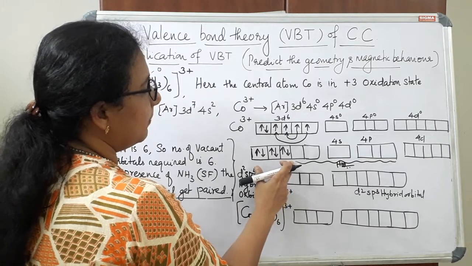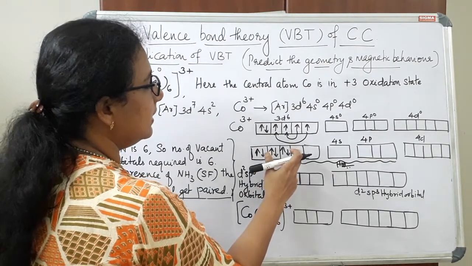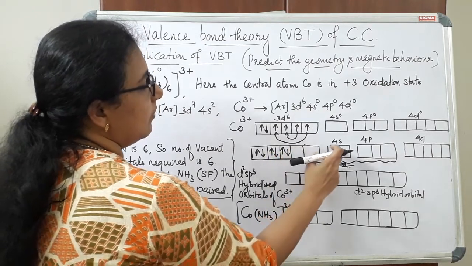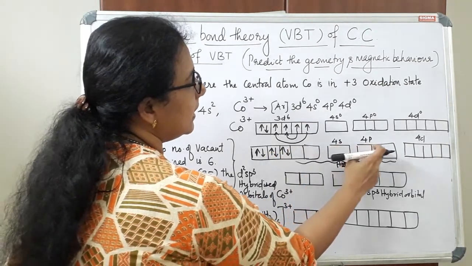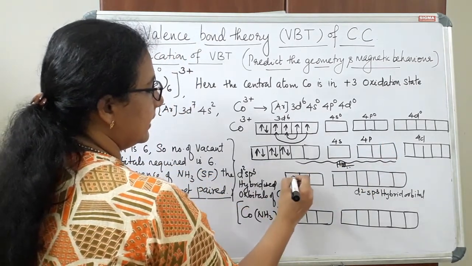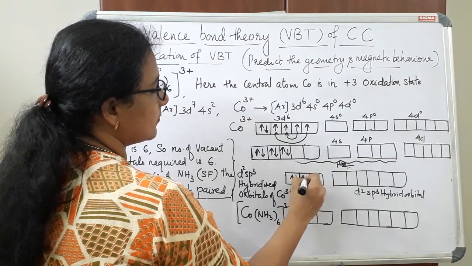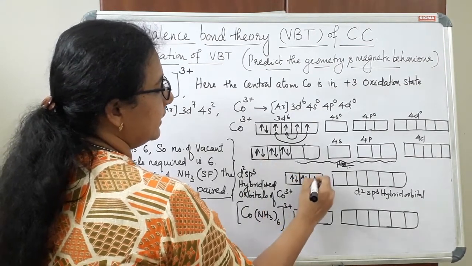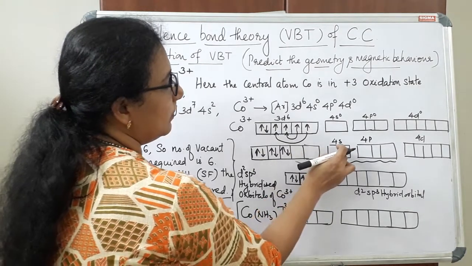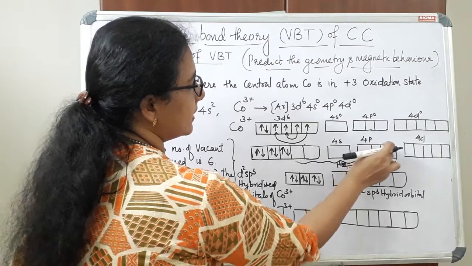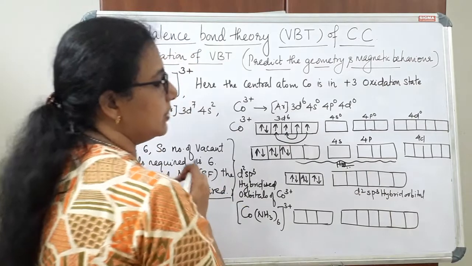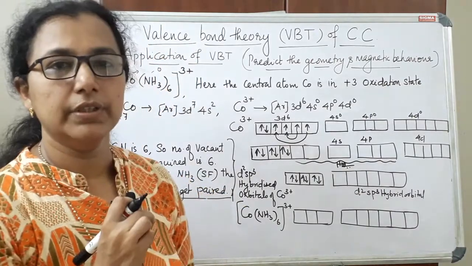So before bond formation, hybridization takes place in the metal orbital. Now two vacant d orbitals, one s orbital and three p orbitals will hybridize together. Now the orbital diagram will be, this will be the paired electrons. 2 plus 1, 3, 4, 5, 6. So this is 1, 2, 3, 4, 5, 6. This is the new set of orbitals formed after hybridization.